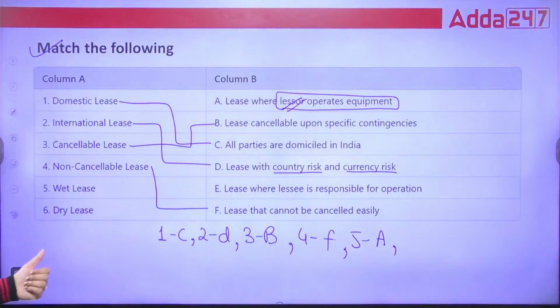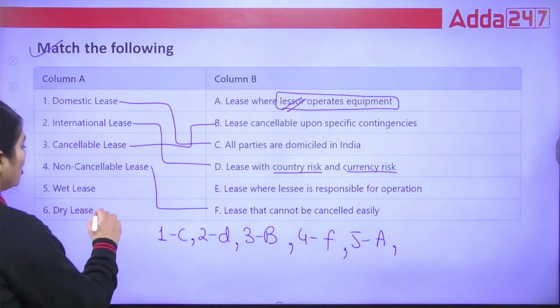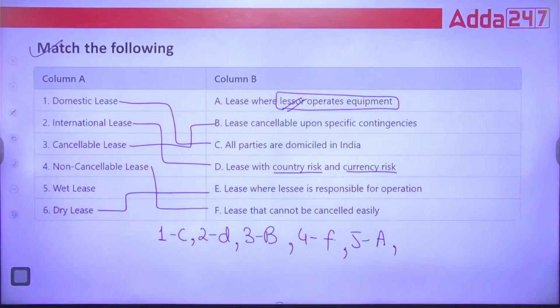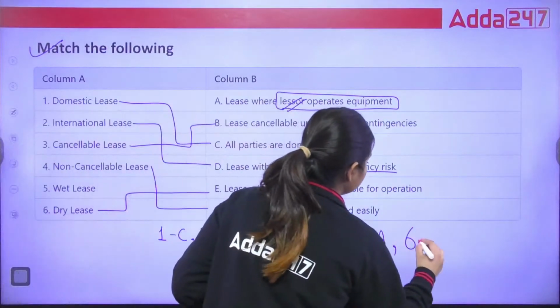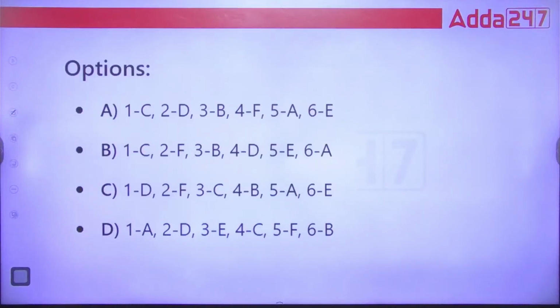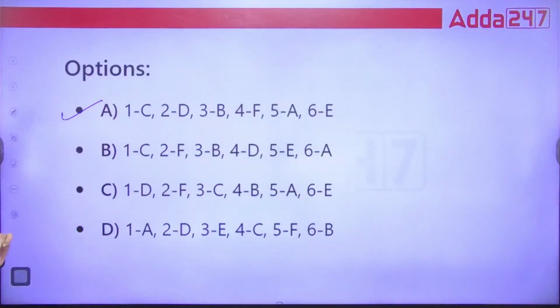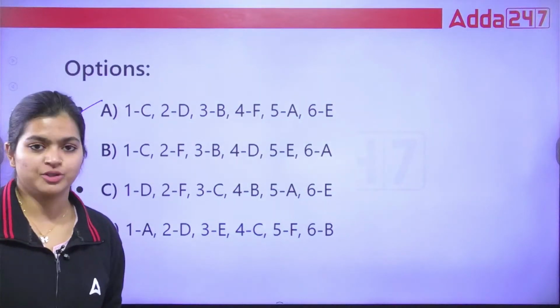And dry lease means in this, you are going to give the operations, risk and reward to your lessee. So the correct answer of this sixth is your E. Okay, so this is the correct match the following answer. Please tell me which option is correct: A, B, C or D. As per this correct statement, your correct option is your A option.